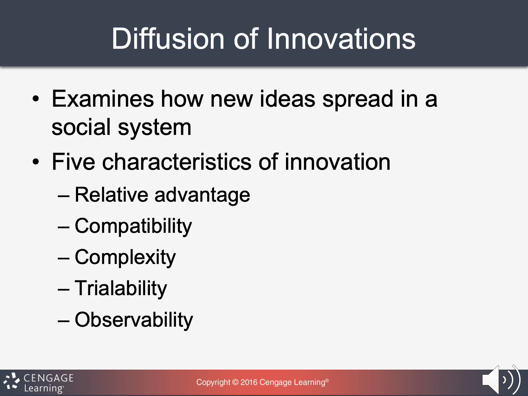Diffusion of innovation deals with how new ideas are spread within a system. And there are 5 characteristics: relative advantage, compatibility, complexity, triability, and observability. Relative advantage is how much the new idea or innovation is superior to what they're currently using or doing. If it's something that's better, then people are more inclined to partake in it, versus, if it ain't broke, don't fix it.